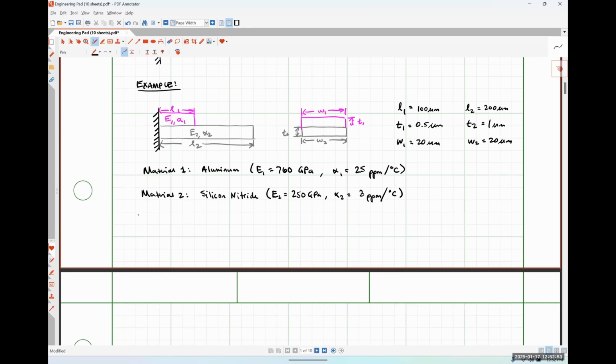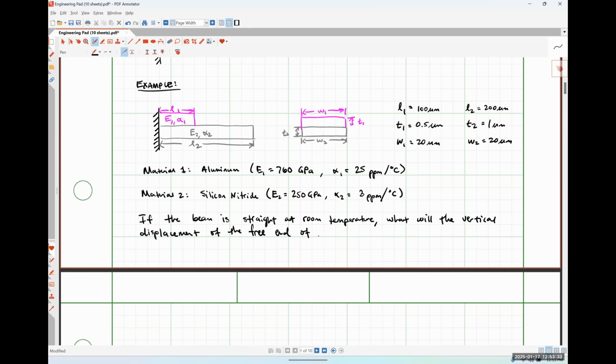And so we are asked, if the beam is straight or flat at room temperature, what will the vertical displacement of the free end of the beam be at a change in temperature of 20 degrees Celsius, and specifically an increase of 20 degrees Celsius. So we'll leave that as a positive quantity.